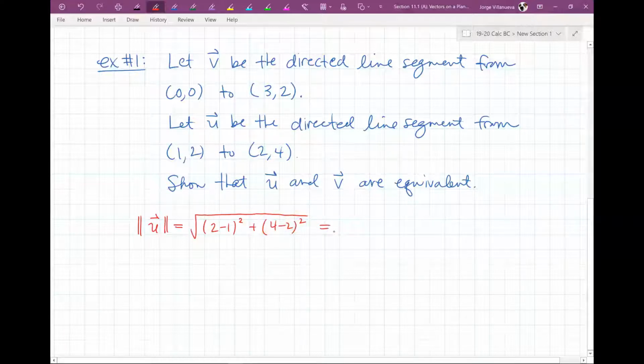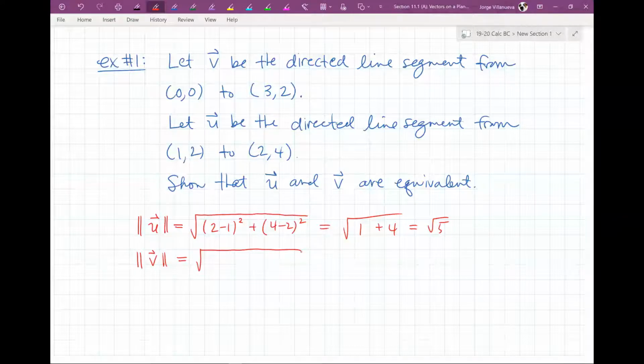Okay, so again, we're just getting the points that are given to us. All right, so it's x2 minus x1 quantity squared plus y2 minus y1 quantity squared, right, for distance. So we get square root of 1 plus, what is this, 4. So this is radical 5. Okay, now the magnitude for V.